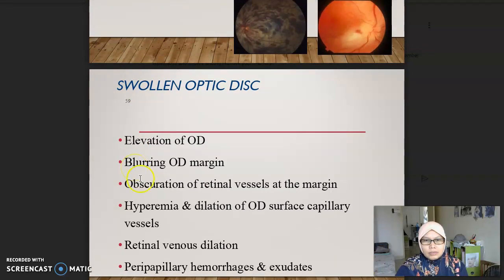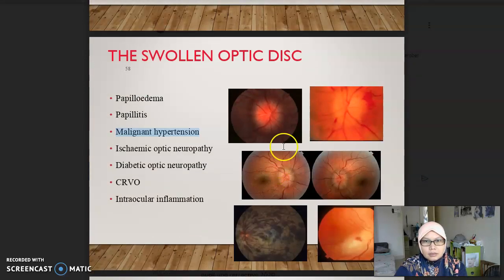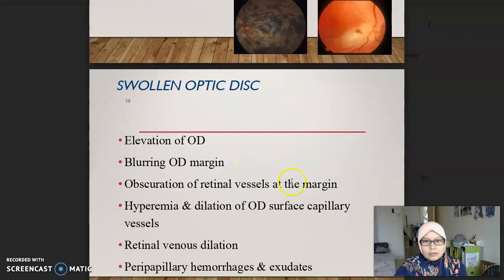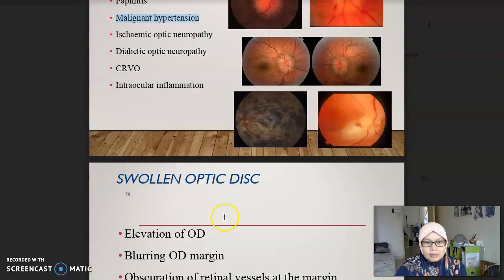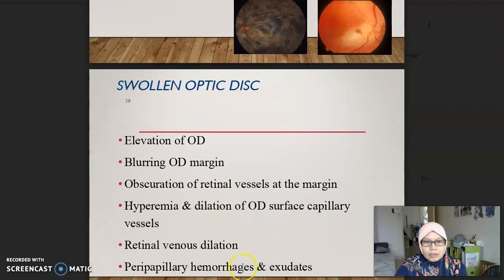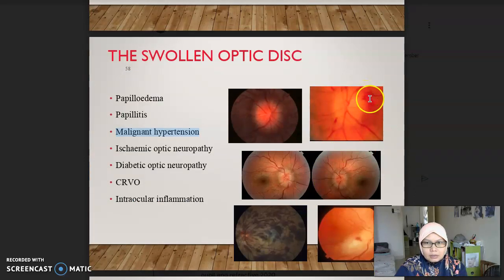Okay, so basically, how do you describe a swollen optic disc? The optic disc is elevated, with blurring of the margin and obscuration of the retinal vessels at the margin. It is hyperemic, with dilatation of the capillary vessels. This one is especially dilated. Peripapillary hemorrhages, okay.